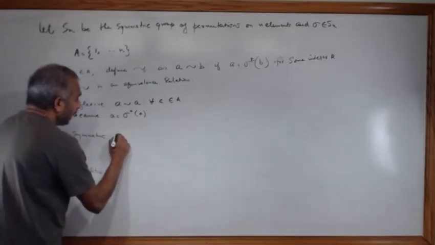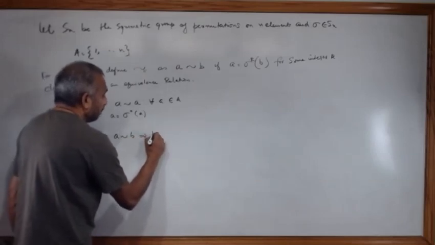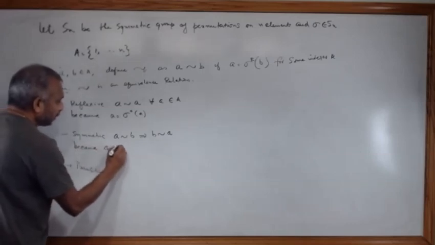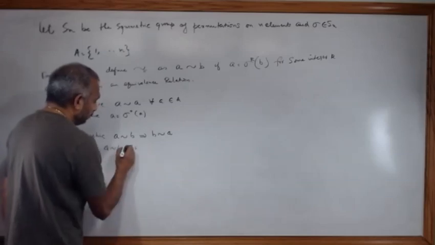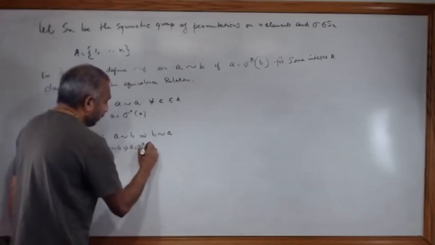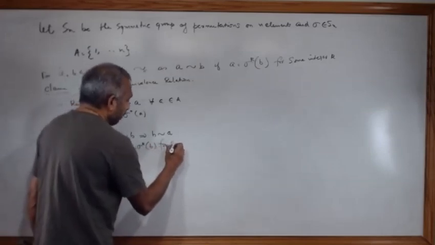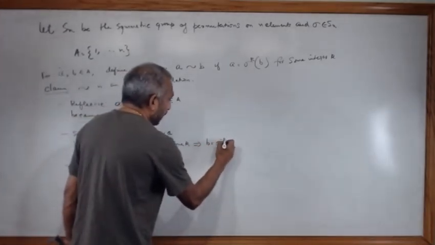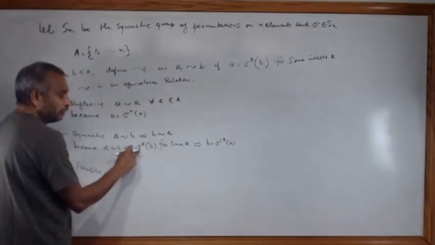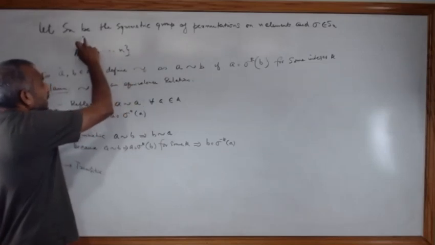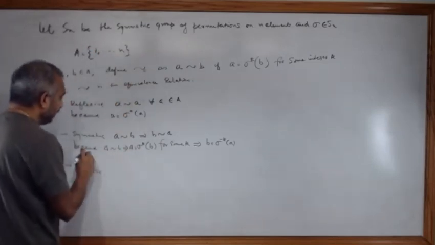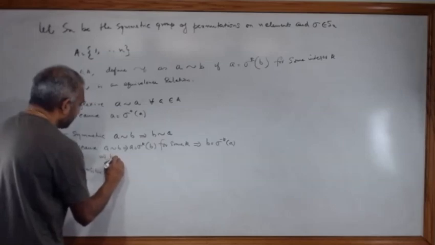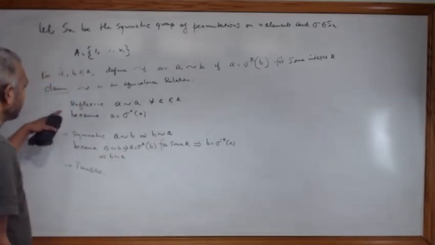Symmetric means a is related to b implies b is related to a. And because a is related to b implies a is equal to sigma to the power of k of b for some k, and that implies b is equal to sigma to the power of minus k of a. Take the inverse of sigma. For every sigma in Sn, there is an inverse. So that means it is symmetric. So this implies b is related to a. So the relation is reflexive and symmetric.